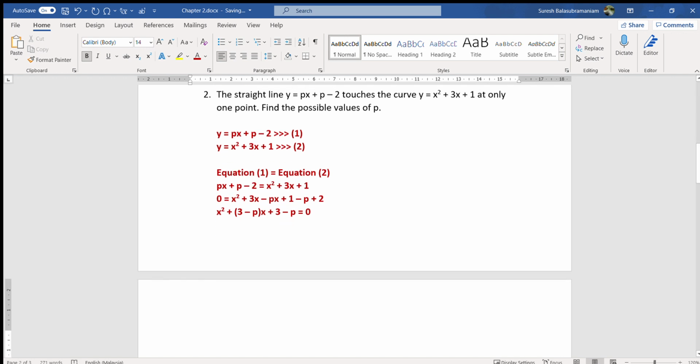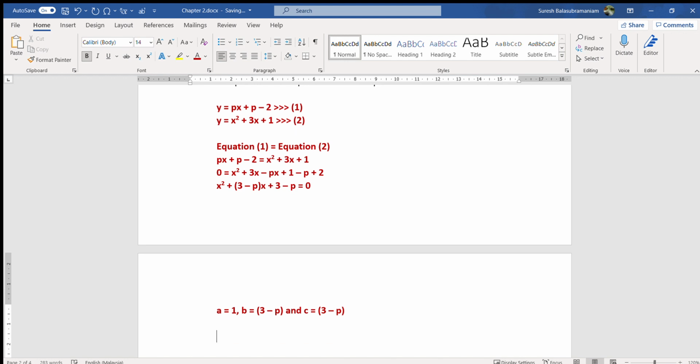So our a will be 1, b will be 3 minus p, and c will be the same, 3 minus p. Okay, now we all know our a, b, c.